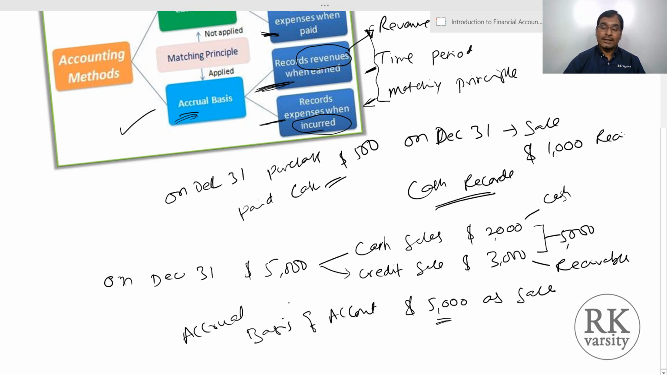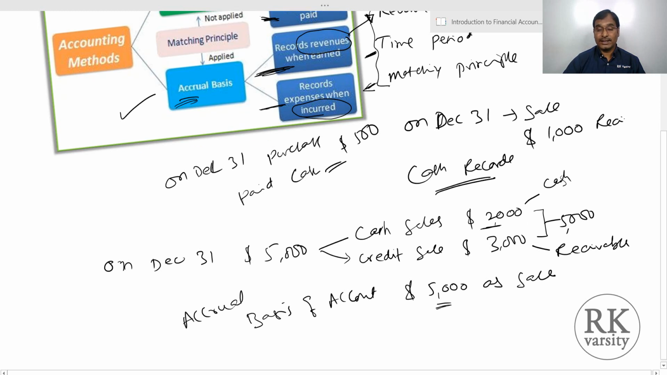However, if we are following only the cash basis, then we record only 2,000 because this is the only amount that we receive in cash. So 3,000 will be recorded in a future time period when we receive the cash.